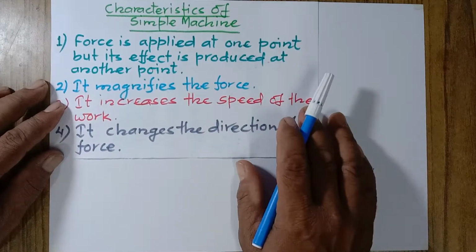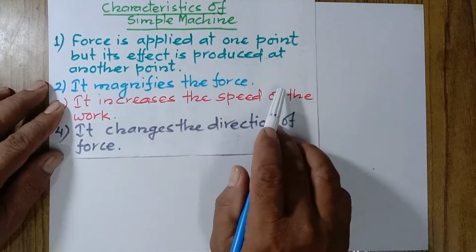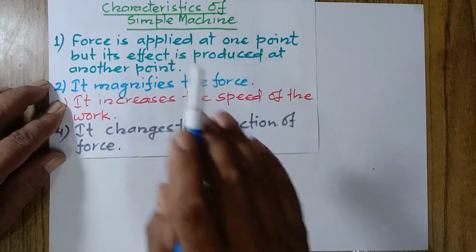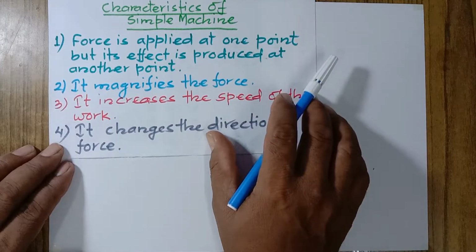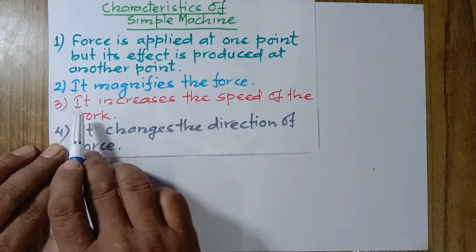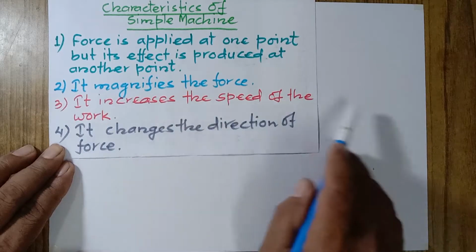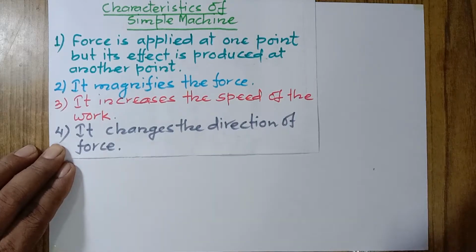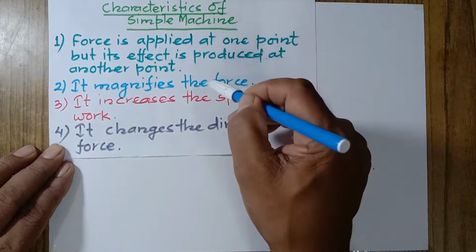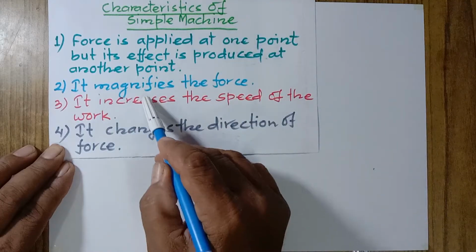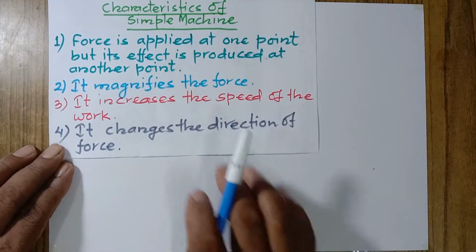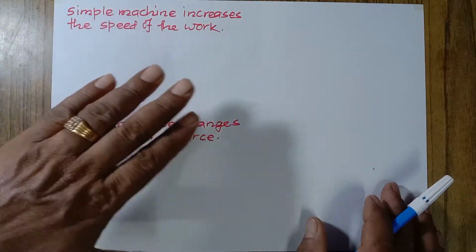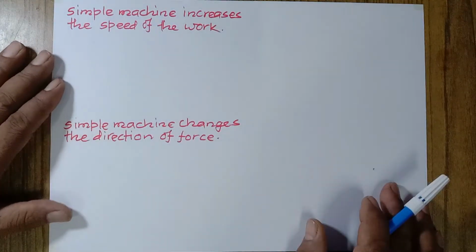The second point I told you about is that it magnifies the force. How a simple machine magnifies the force was also taught in the previous class. Today, my focus is on how a simple machine increases the speed of the work and how it changes the direction of force. These two points were not done in the previous class. These two points are considered today. Okay, let's start. The first point: how a simple machine increases the speed of the work.